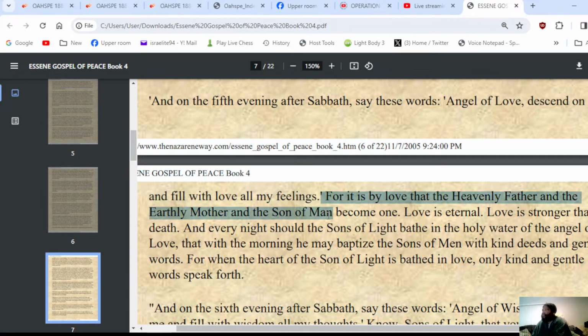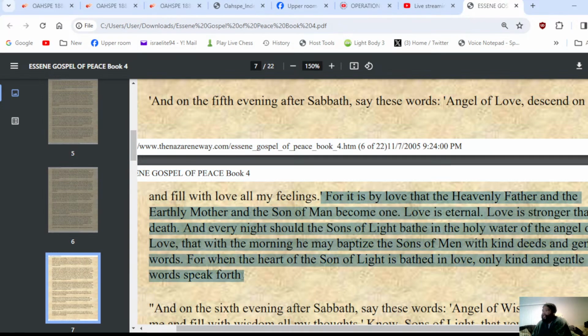And we read, for it is by love that the Heavenly Father and the earthly mother and the Son of Man become one. Love is eternal, love is stronger than death, and every night should the sun's light bathe in the holy water of the angel of love, that with the morning you may baptize the sons of men with kind deeds and gentle words. For when the heart of the Son of Light is bathed in love, only kind and gentle words speak forth.